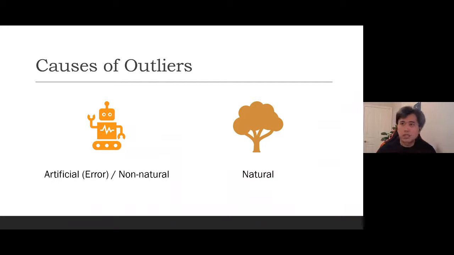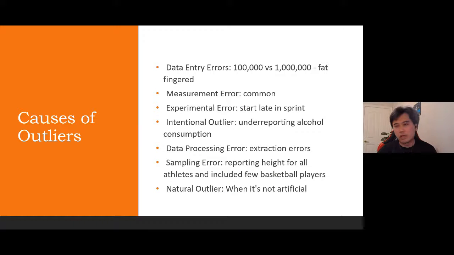So there are causes of outliers. It could be an artificial error or a natural one. Let me talk a little bit more about that. What are the different causes of outliers? One is data entry errors. You all heard of the term fat fingered, right? Especially in a spreadsheet, 100,000 versus 1 million makes a whole lot of difference if we're talking about sales numbers. So that would be a data entry error that might cause an outlier.